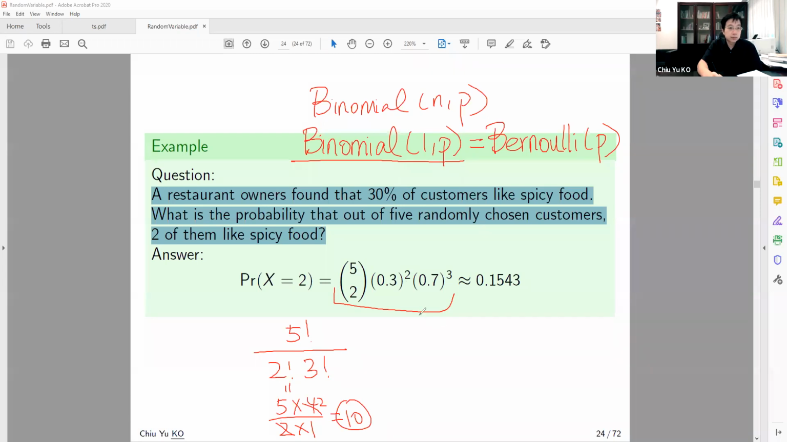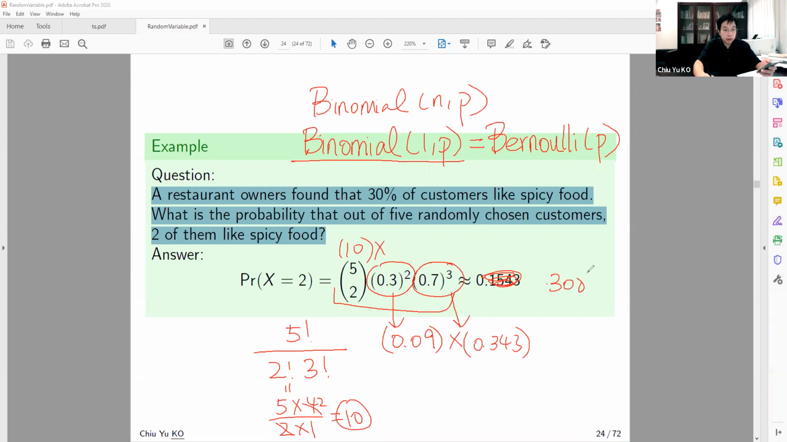And so this is 0.3 squared, then will be 0.09, right? And okay, this is 10. So, and let's see, 0.7 to the power 3, 0.7 times 0.7 times 0.7, right, is 0.343, okay? So let's multiply them all together, times 0.09 times 10. Oh, yeah. So, yeah, that's right. It should be 0.3087. Yeah.